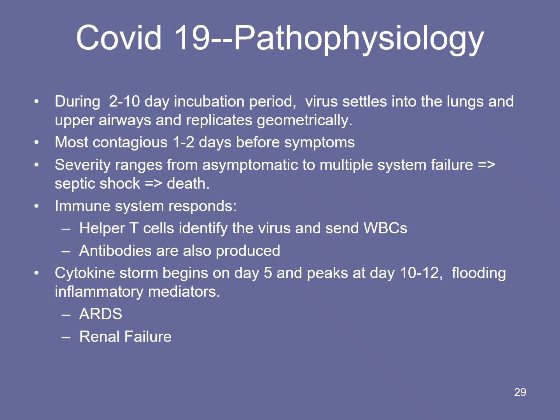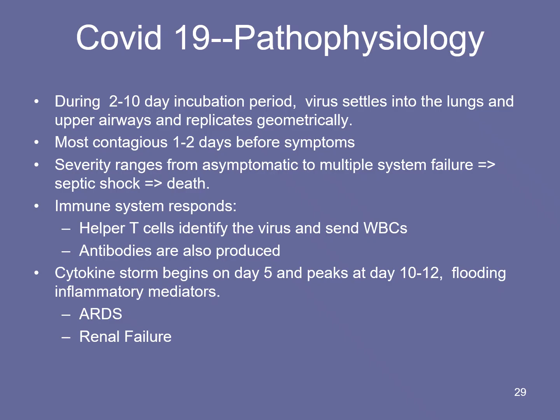And then, again, the immune system responds. The helper T cells identify the virus and they send white blood cells. Antibodies are also produced. Unfortunately, part of the process was a cytokine storm that begins about day 5 and peaks at about 10 to 12 or 14 days, flooding the airway and other parts of the body with inflammatory mediators. Those patients would often develop ARDS, but they could also develop things like renal failure, heart failure, clotting disorders, and the like.